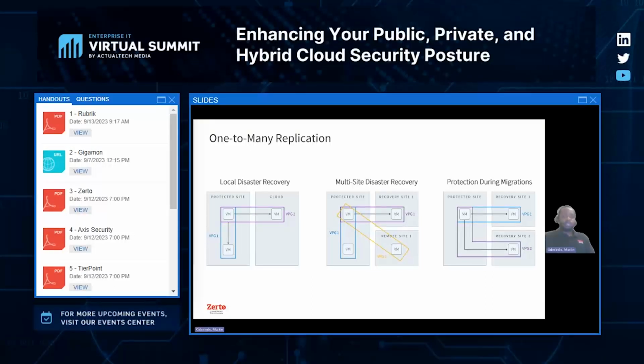So right here I have the top use cases for one-to-many as follows: the ability to replicate locally, which is local disaster recovery; replicating and failing over to multiple targets or remote sites, which we have here as multi-site disaster recovery; and being able to move from a virtual instance to a warm site, which is shown here as the protection during migration example.